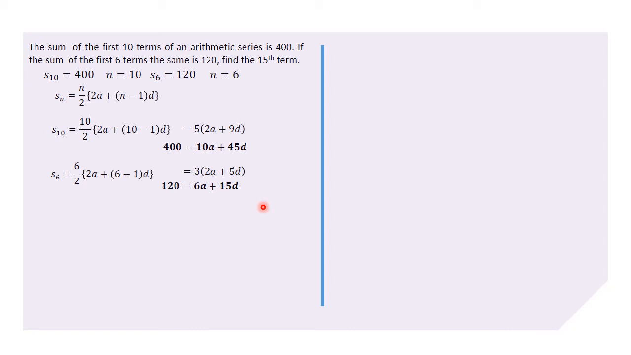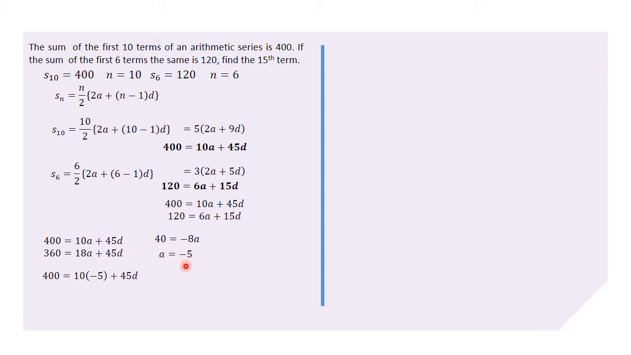So I multiply the second equation by 3 so that I eliminate d, and so I have it this particular way. Subtracting, I'm going to get 40 is equal to minus 8a, and therefore a is negative 5. Substituting a with negative 5 in the first equation, I'm going to get this here. Simplifying, I get 400 plus 50 is equal to 45d, in which case d will be 10. So I have the value of a, I have the value of d.